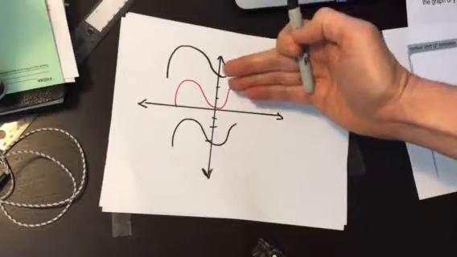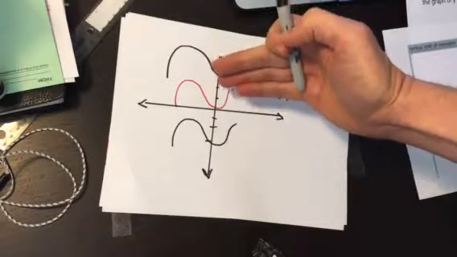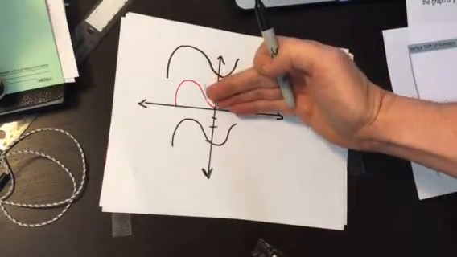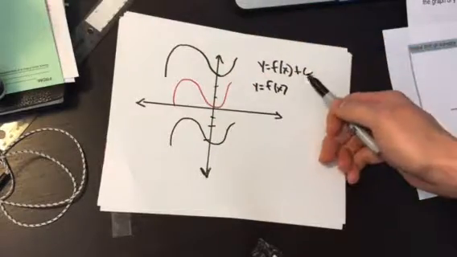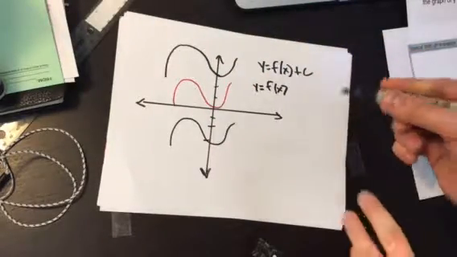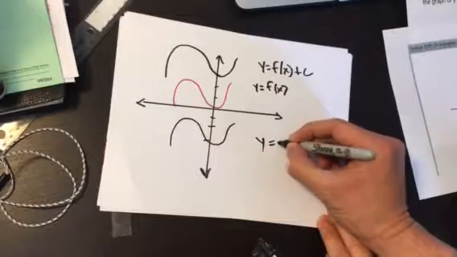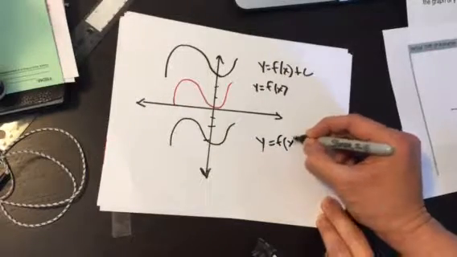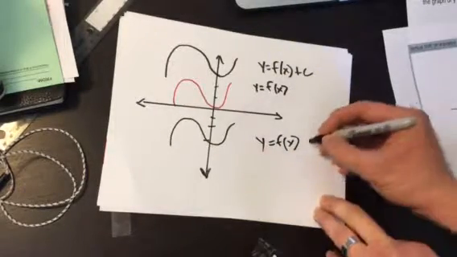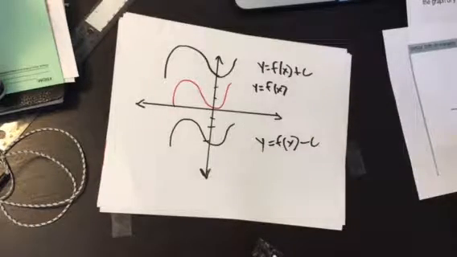So what this is trying to depict is that the vertical shift can happen up or down. If c is positive, y equals f of x plus c shifts up, or y equals f of x minus c shifts down c units. That's for the downward shift. So upward shift, downward shift. Okay, hope that makes sense.